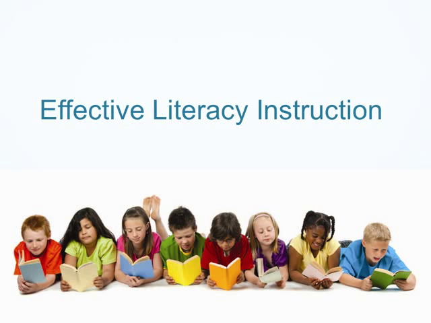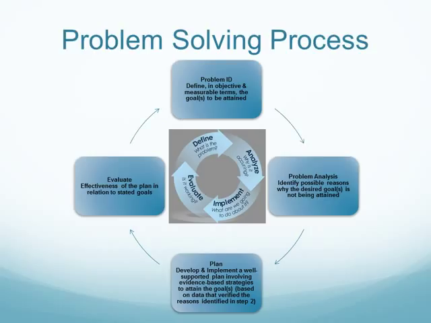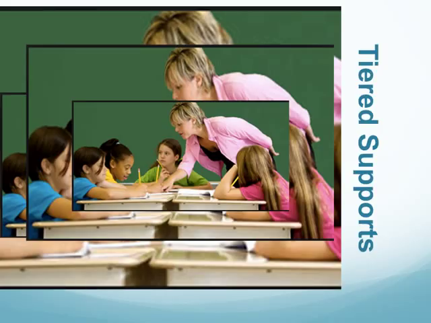Let's begin with effective literacy instruction. The problem-solving process should be utilized when making decisions across all 3 tiers of instructional support. Ensuring the use of the problem-solving process provides the structure to identify, develop, implement, and evaluate the strategies selected to accelerate the performance of all students. A tiered system of support ensures instruction and intervention are delivered based on student need.